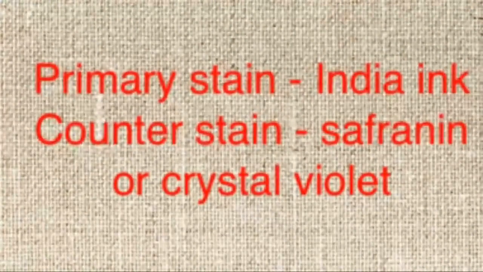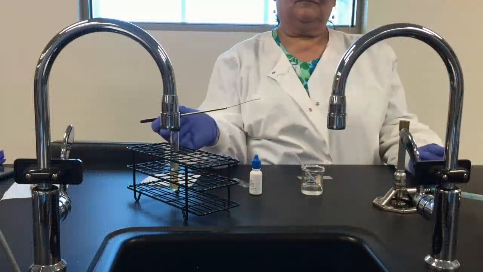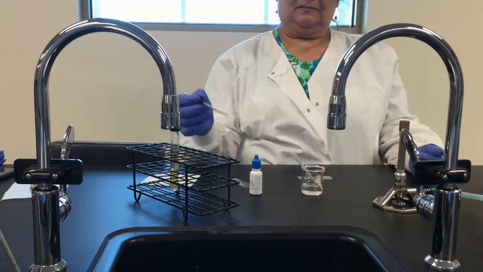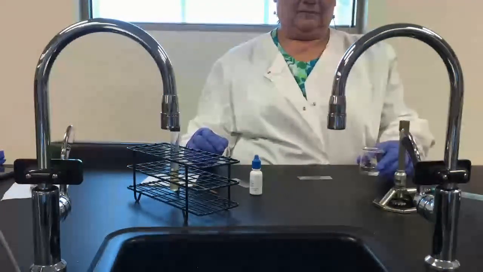Using India ink. Hi students, this is Professor Schimmel and Renee, and we're going to show you today how to make a negative stain. We do negative staining to detect the presence or the absence of capsules on bacteria. And here's how we're going to do it.